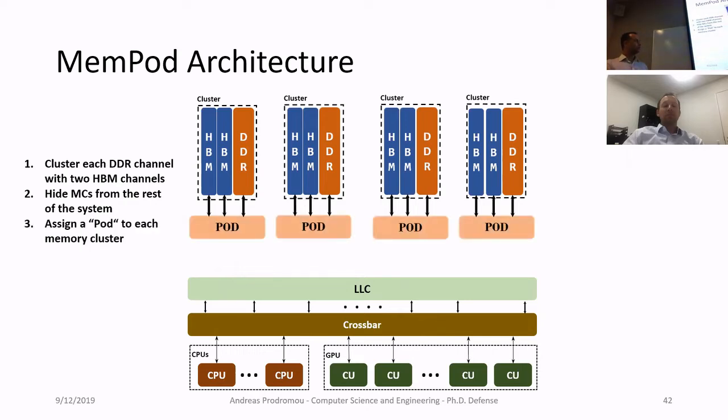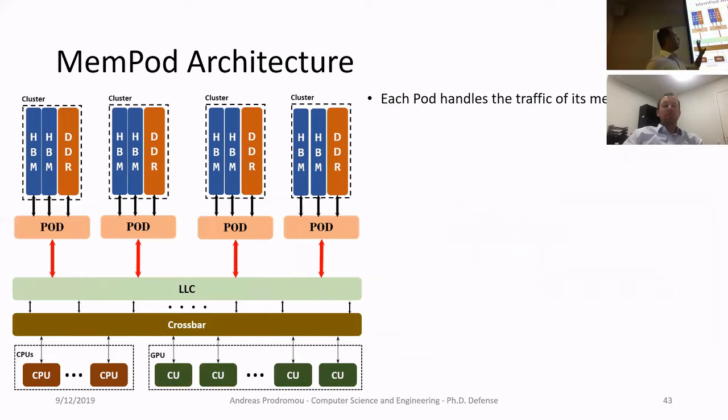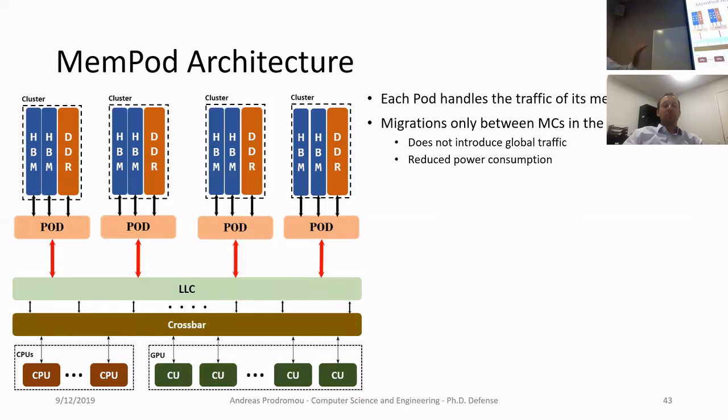We create these memory pods which hold the entire logic for our proposal, and we expose the pods as memory channels. Now, in doing that, each pod only handles traffic for its member channels. Migrations only take place within clusters. So this is the memory management, these pods happen in the memory management units? Like these are new entities that you define in the memory management unit? This is what we propose, really. All the logic that we propose lies in there.